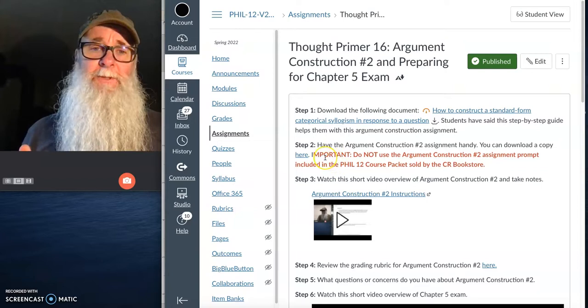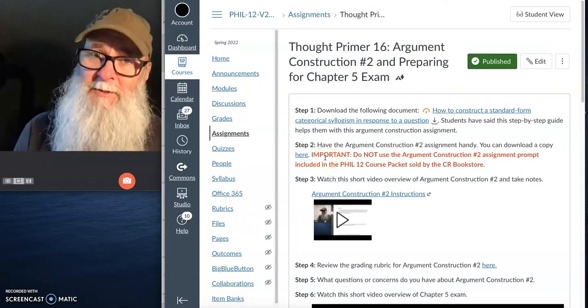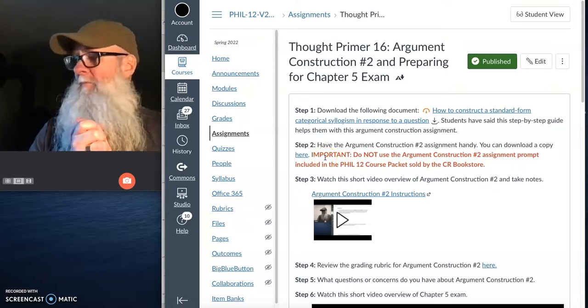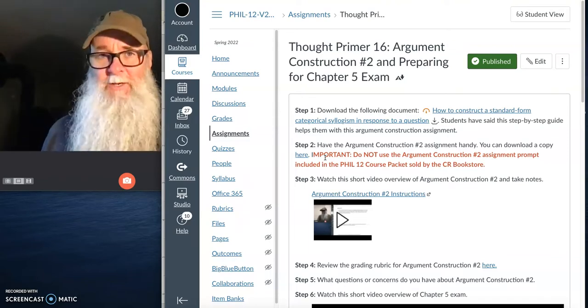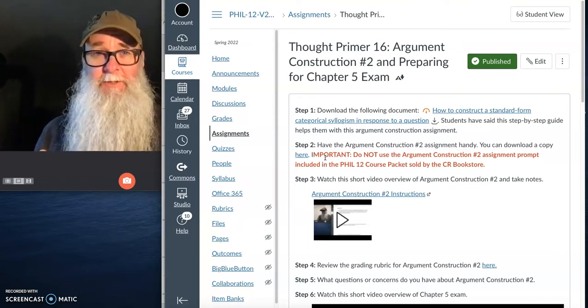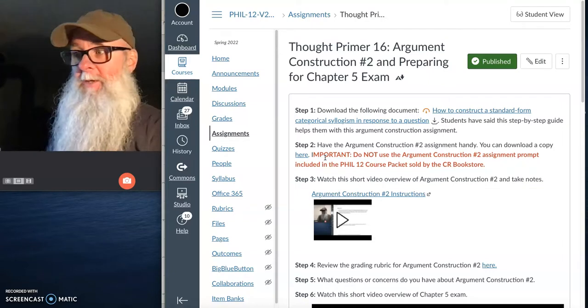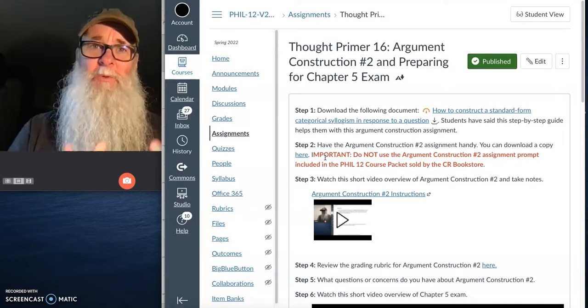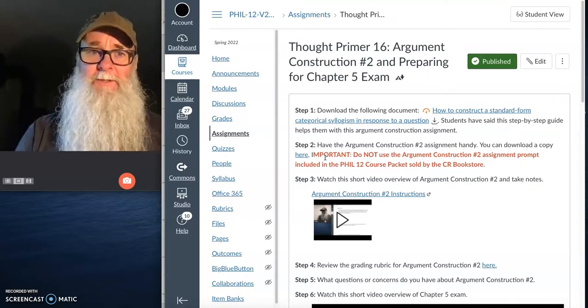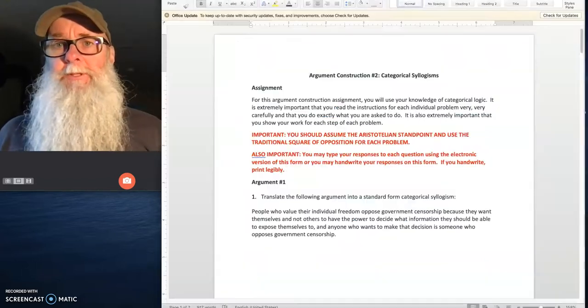Take note in step number 2 here. If you bought your course packet from the CR bookstore, and if that course packet has an argument construction number 2 assignment prompt in it, ignore it. Sorry for the wasted paper, but you want to work with the one that's linked in Canvas that you can download here. All right, so here we go.